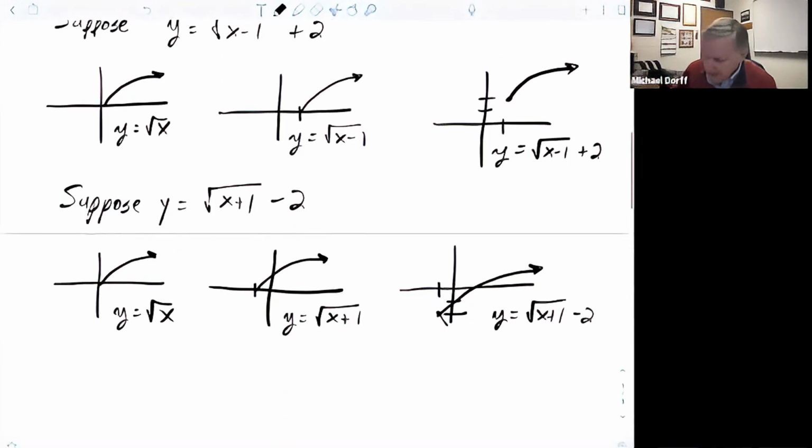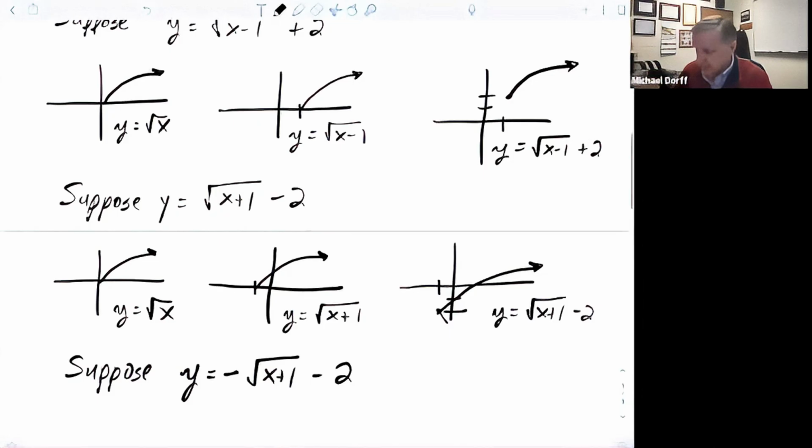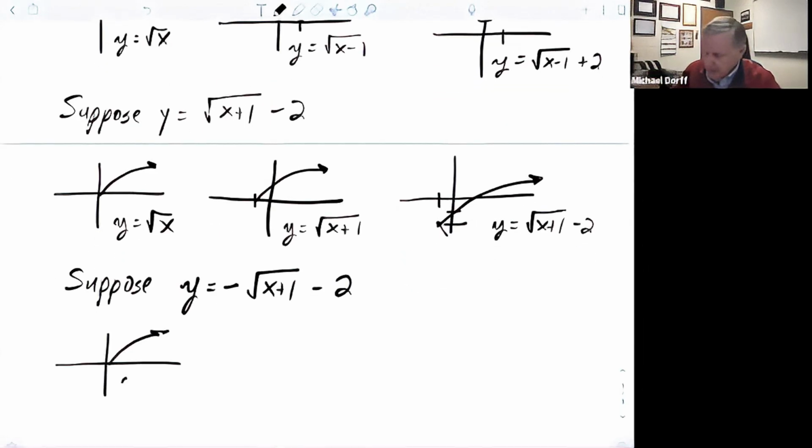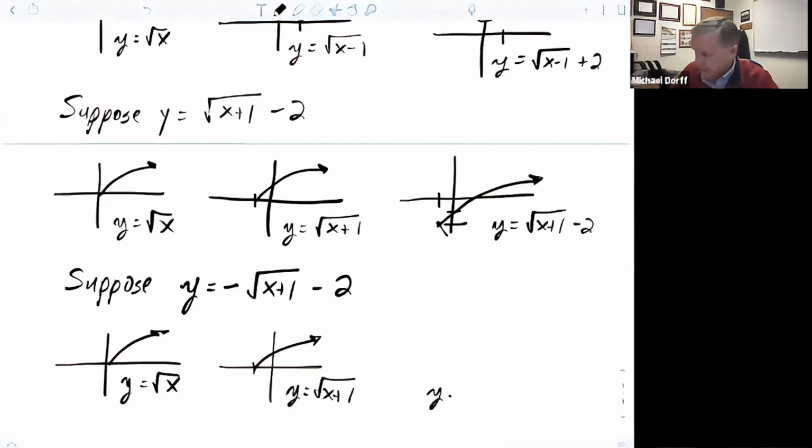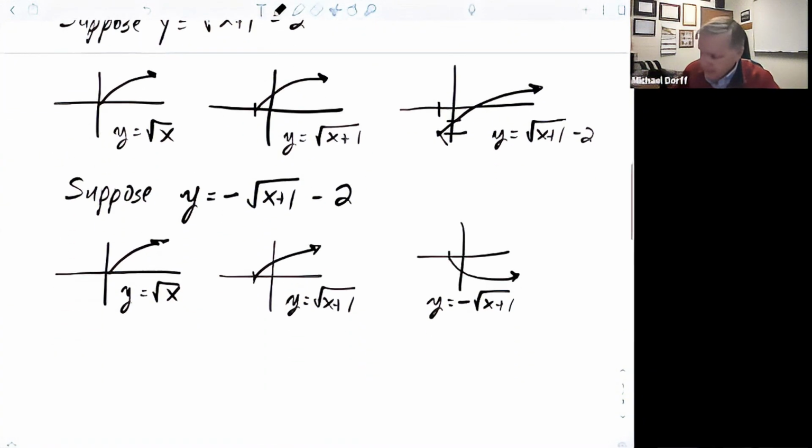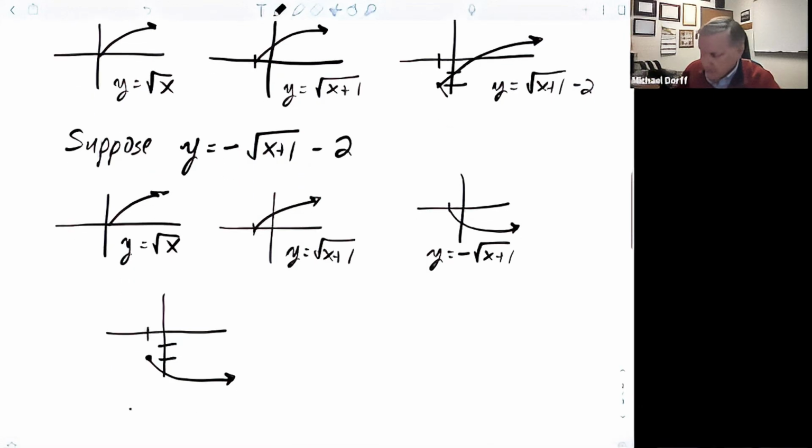All right, one last one I want to do. Suppose you had y equals negative square root of x plus 1 minus 2. So again, I start off with my y equals square root of x. Then I do my y equals square root of x plus 1, and so that looks like this. Then I do the negative, y equals negative square root of x plus 1, and that flips it. All right, and now I do a minus 2, and so I'm going to take this one and go down here, and it's going to look like this. So this is y equals negative square root of x plus 1 minus 2.